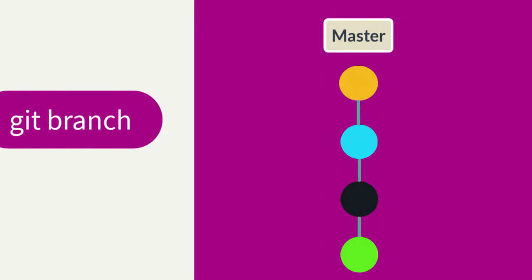Actually, branching offers a way to work on a new feature without affecting the main code base. That's why branches are part of the everyday development process. Let us understand this with an actual example.